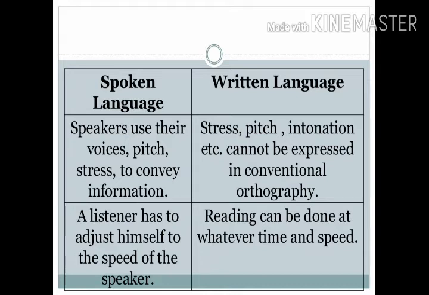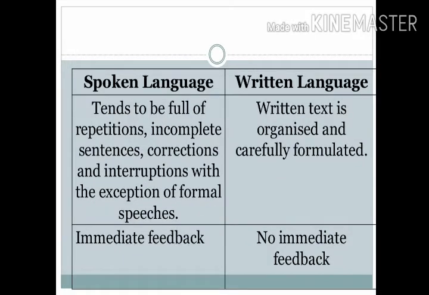Written records are fixed and stable, so the reading can be done at whatever time and speed. But in following the spoken language, a listener has to adjust himself to the speed of the speaker. A written text is usually organized and carefully formulated. When writing, a writer has time and opportunity to edit it before making it available for reading. But spoken language tends to be full of repetitions, incomplete sentences, corrections, and interruptions, with the exception of formal speeches.